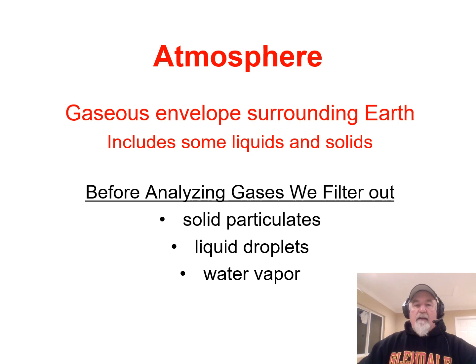Okay, definition now. Atmosphere is that gaseous envelope surrounding the Earth. It's mainly gases, but there's also some liquids and some solids in there too. So before we analyze what gases are in there, we need to take out the solid particulate matter, the liquid droplets, and the water vapor, and we'll see what happens once we do that.